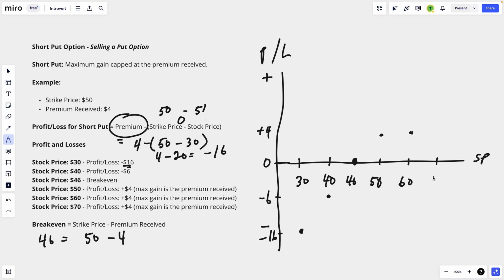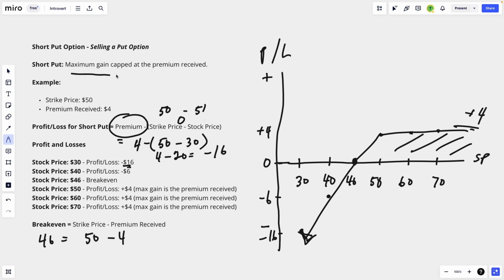So we can't make more than the premium. And at 70, it's positive 4. Okay, so that would go all the way to the right. And we come down in the break even. And this is losses. So if we look at this diagram here, this is positive 4. So positive 4 is going to be sort of the maximum that we can gain, the premium that we received when we sold this put option.